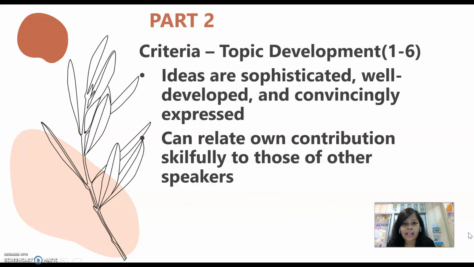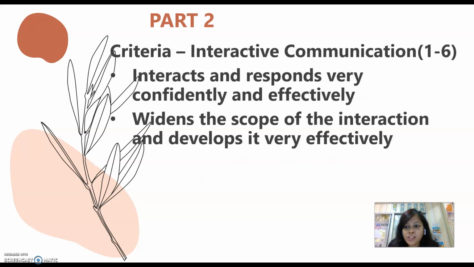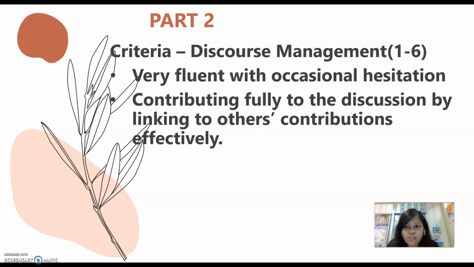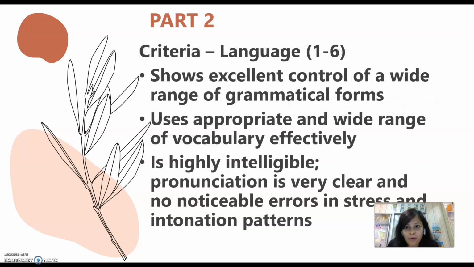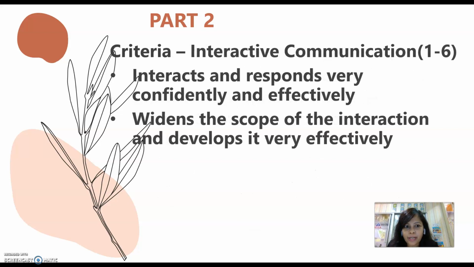Next, what about part two? In part two, you are being tested for 4 parts, which are topic development, 6 marks, interactive communication, 6 marks, discourse management, 6 marks, and lastly, language, 6 marks. That's why it's 4 parts and it's 24 marks in total. How do we go into each part now?